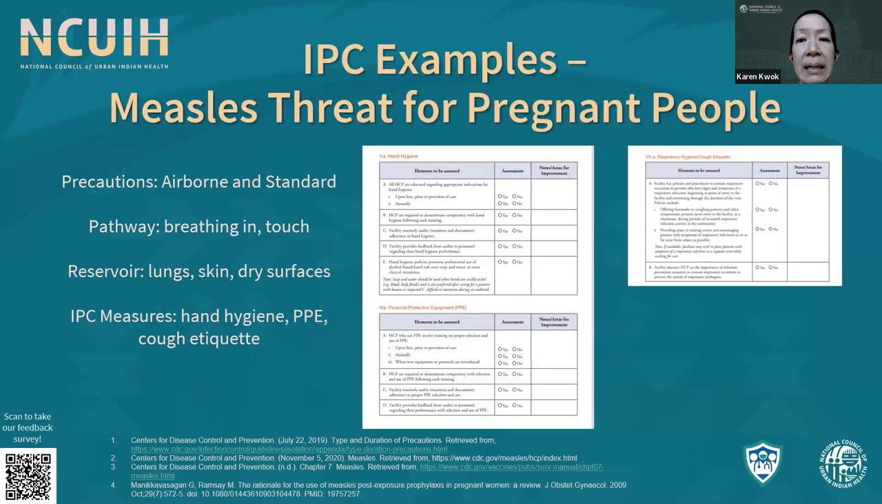To minimize infection risk from pathways of breathing in and touch: masks, hand hygiene, PPE, an airborne infection isolation room, and disinfecting of surfaces. These are all safeguards with a measles exposure. The use of post-exposure vaccination and use of immunoglobulin, depending on the scenario and the patient's circumstance, would be used to help prevent the measles occurrence in exposed susceptible persons.